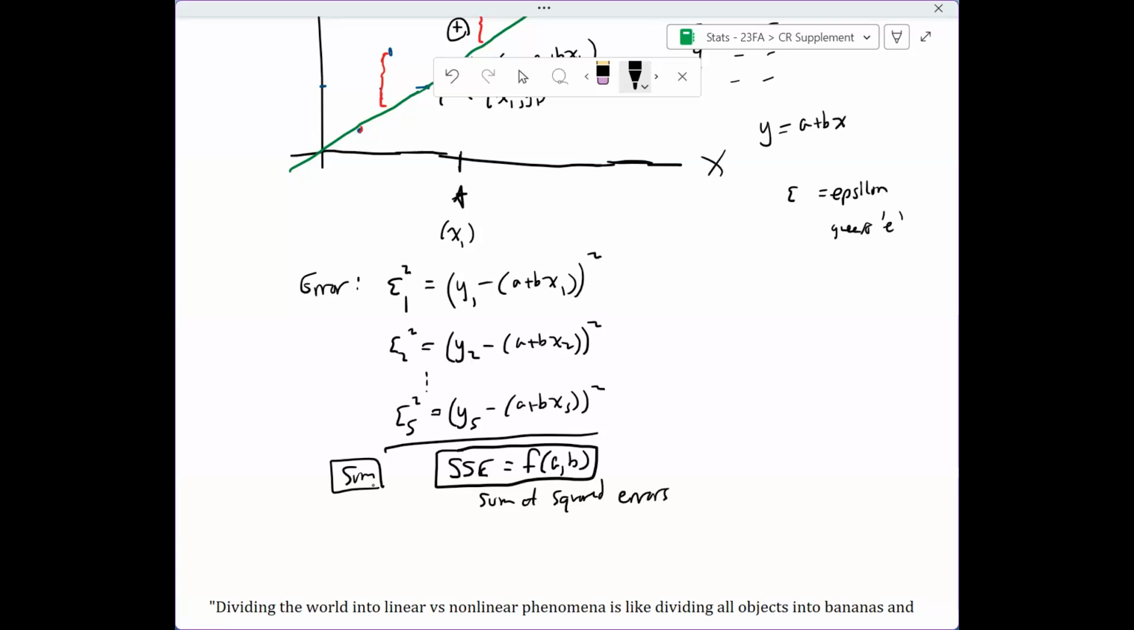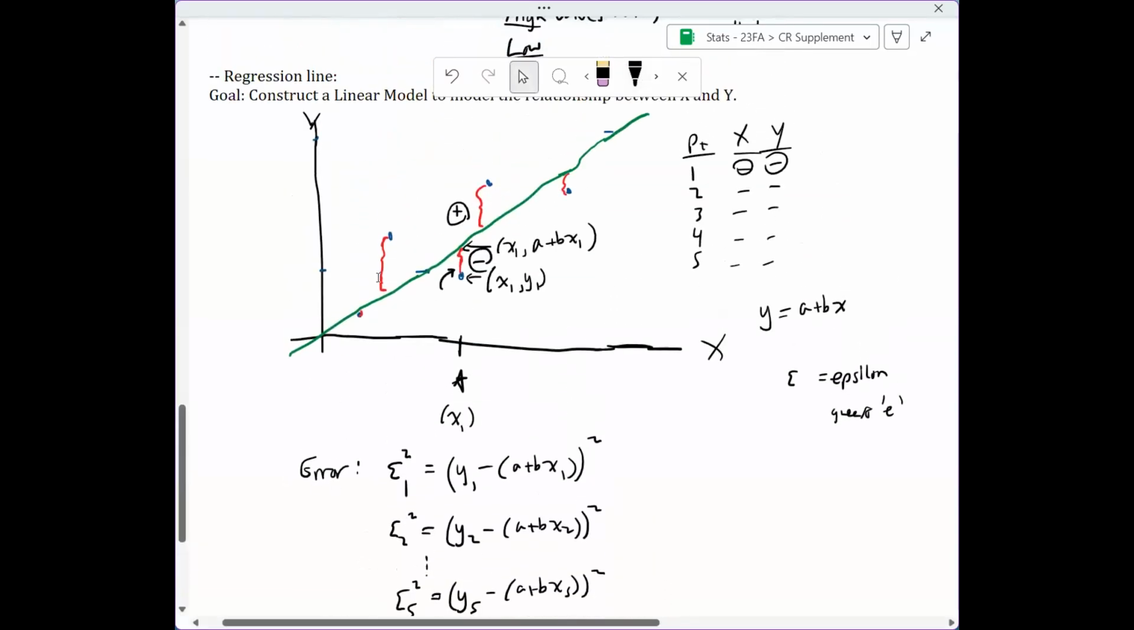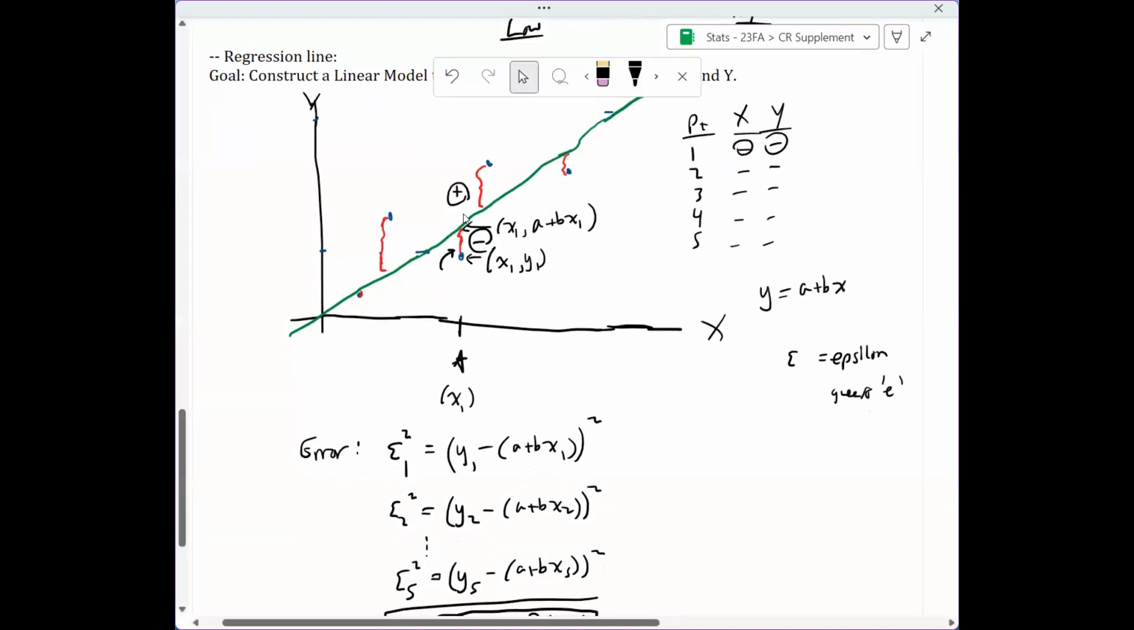When sum of squared errors is bigger, that means that my line tends to be further away from points, kind of on average or typically. And when sum of squared errors is smaller, that means my line tends to be typically closer to the observed data.